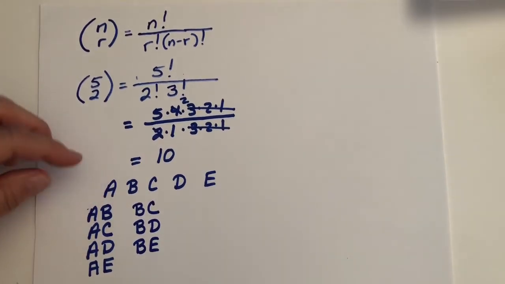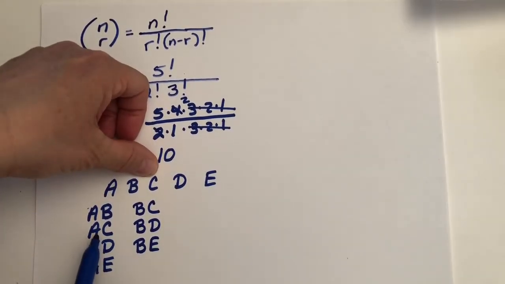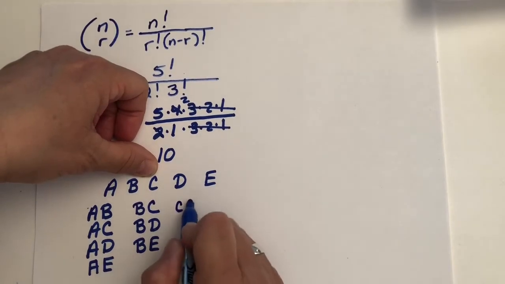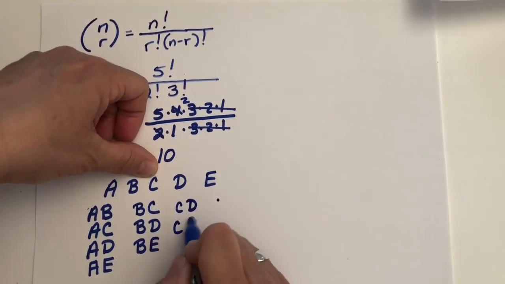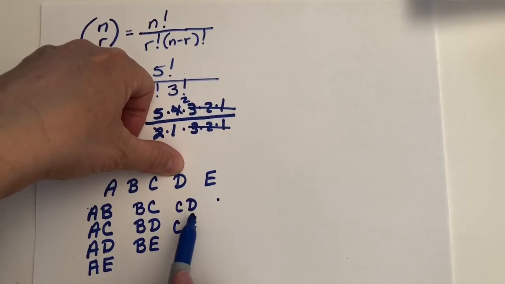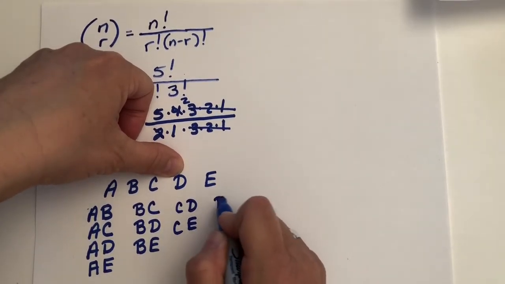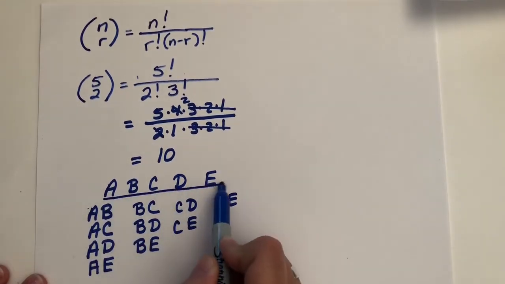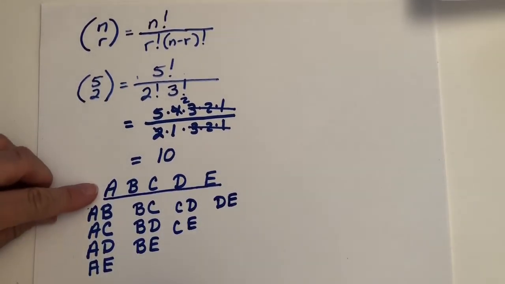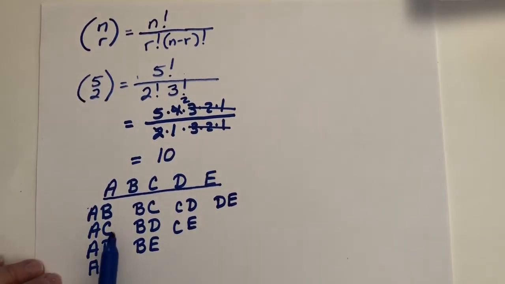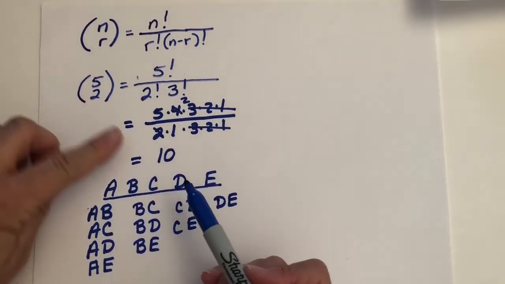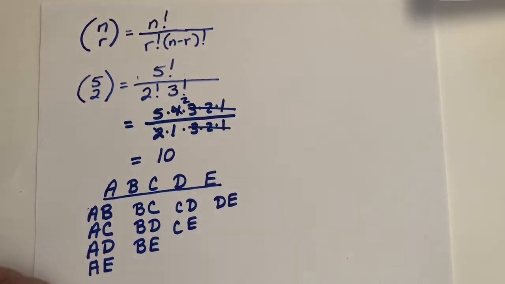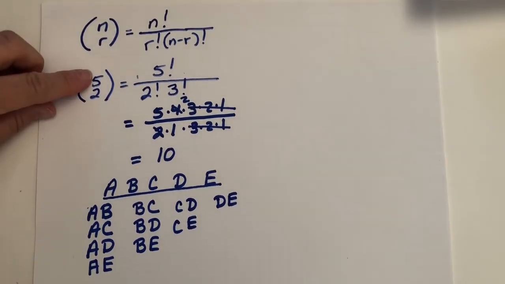Now the combinations with C, we already have C and A and C and B, but we don't have C and D or C and E. And D, we already have some of the combinations, but we don't have D and E. And we have all the possible combinations if you were to take 2 out of this list of 5. And notice we have 4, 7, 8, 9, 10. So this gives you the number of possible combinations if you have 5 things and you take them 2 at a time.